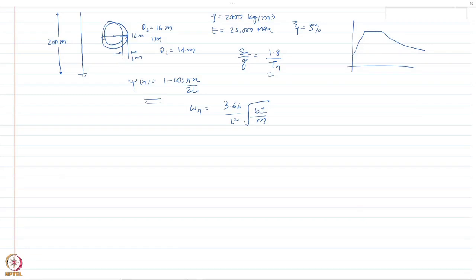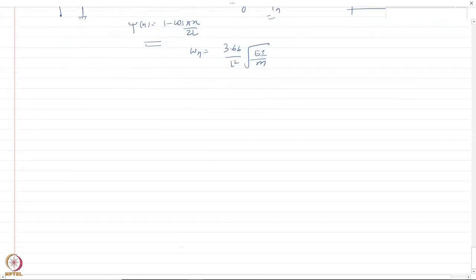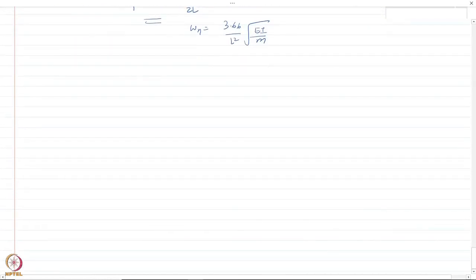All right, let us discuss this problem. Okay, so let us go step by step. The total length is given as 200 meters. Now remember, we need to find out what is the mass per unit length. We also need to find out the inertia. So these two parameters need to be found out to determine the value of omega_n, so that I can find out T_n.